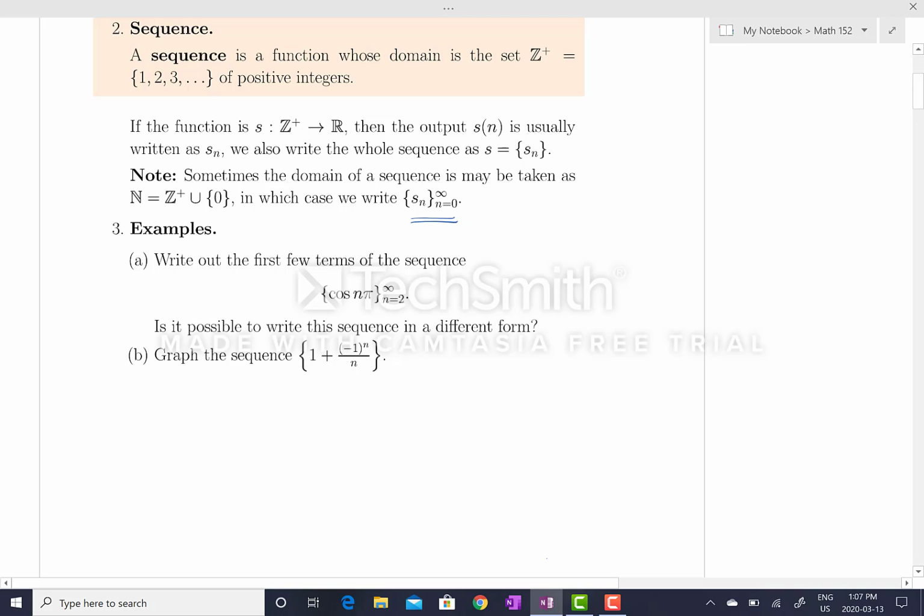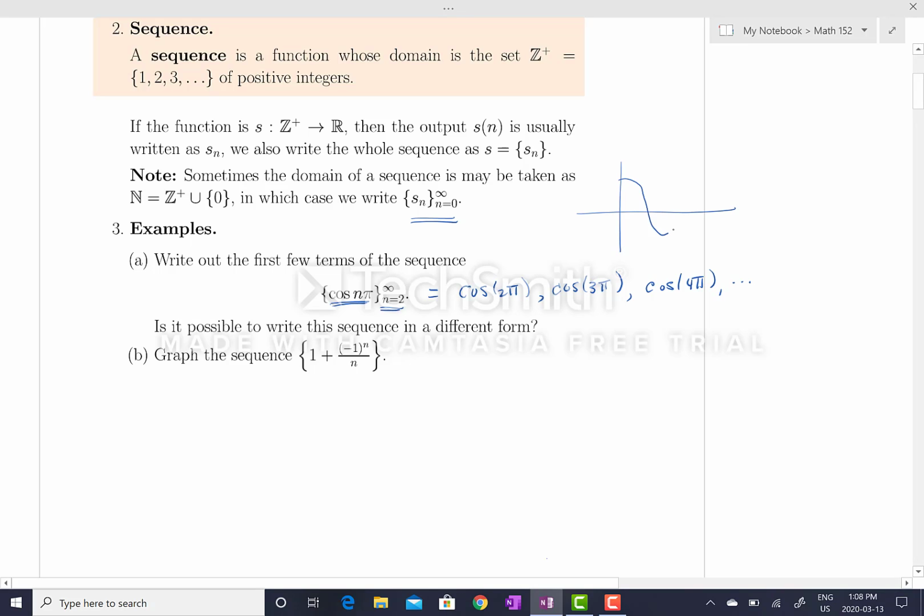So we simply take a look at the starting value for n, and we use that in the function that we're told to evaluate. So when n is 2, we would have cosine 2 pi, and when n is 3, we would have cosine 3 pi, and when n is 4, we would have cosine 4 pi, etc. Our sequence of numbers will be these numbers: cosine 2 pi, cosine 3 pi, cosine 4 pi, etc. Okay, we can take a look at what the cosine function looks like.